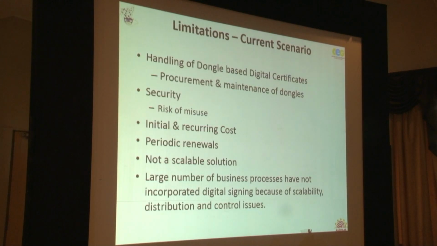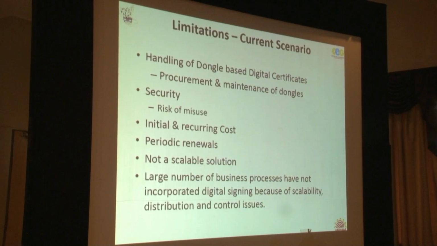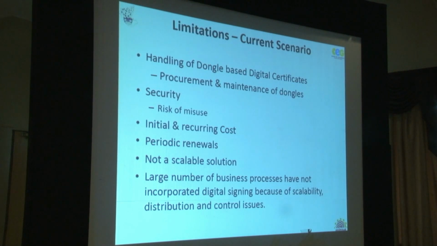So what are the limitations? Handling of dongles is a nightmare. Procurement: government takes enough time to procure, number one. Maintenance is a difficult task for government, because again you have to go through this. And the dongles don't expire together. Every day possibly they are expiring. So there is a huge number of people engaged just to handle digital certificates. It's not worth it, possibly.